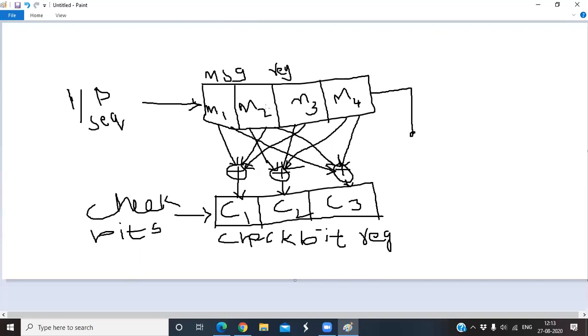I want to transfer the message bits M1, M2, M3, M4. For example, the first input sequence 0000. Now M1 equals 0, M2 equals 0, M3 equals 0, M4 equals 0. Now I want to shift that. That means you will get 0, 0, 0, 0. Now with the help of this 0, 0, 0, 0, you will get the check bits C1, C2, C3. Is my point clear?